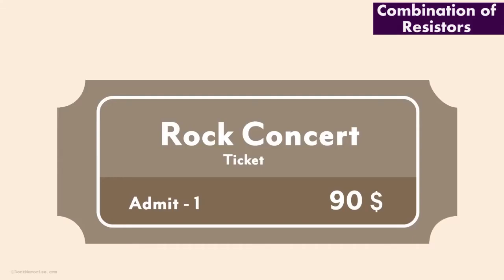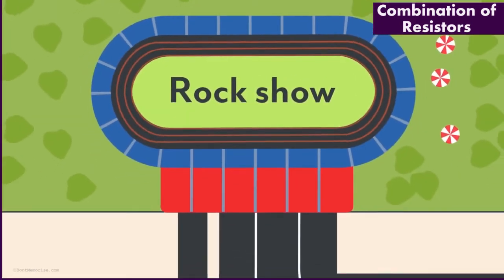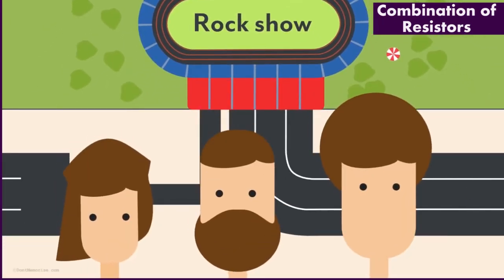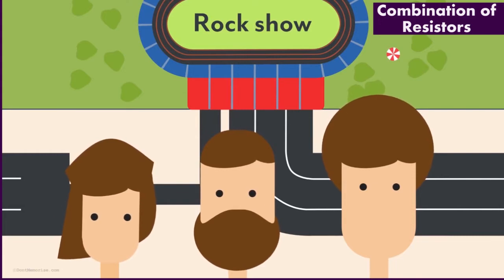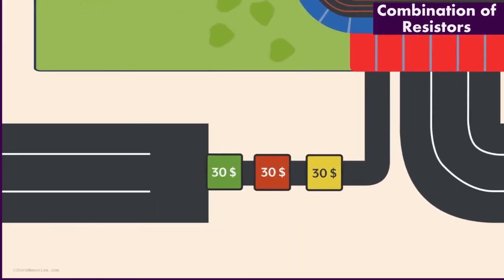There is a rock concert in town and the ticket costs just 90 rupees. At the venue, the organizers were thinking about how they could collect the money from the people. There were 3 people allocated to collect the money. One of the members suggested that we can place the counters like this, and every person who wants to enter will pay $30 at each counter, so that the total will be 90.